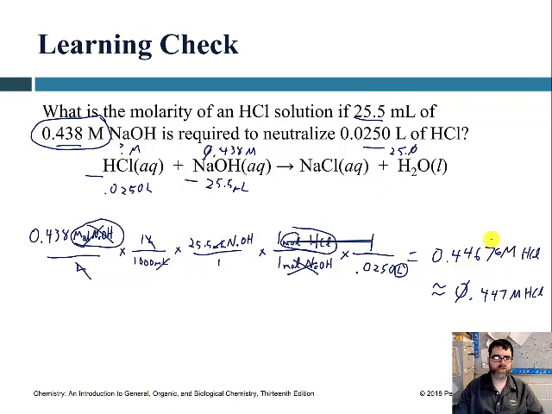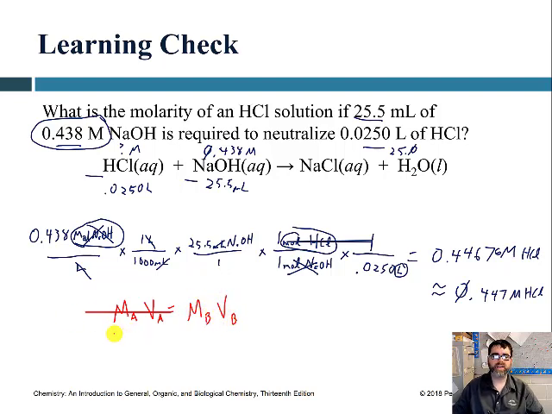As I said, there is a shortcut way to do this. It involves using a formula that I don't think your textbook mentions here. It's possible you came across it when it came to diluting solutions, but it works for this as well. And so the molarity of your acid times the volume of your acid is equal to the molarity of your base multiplied by the volume of your base.